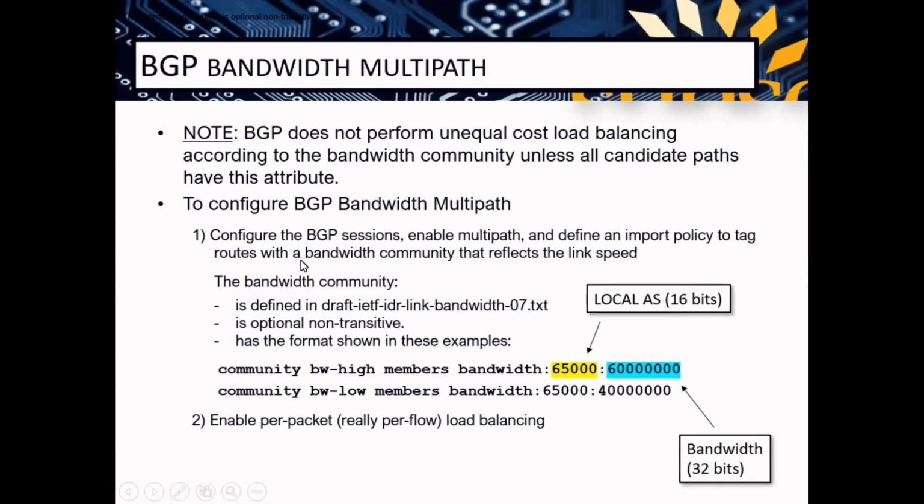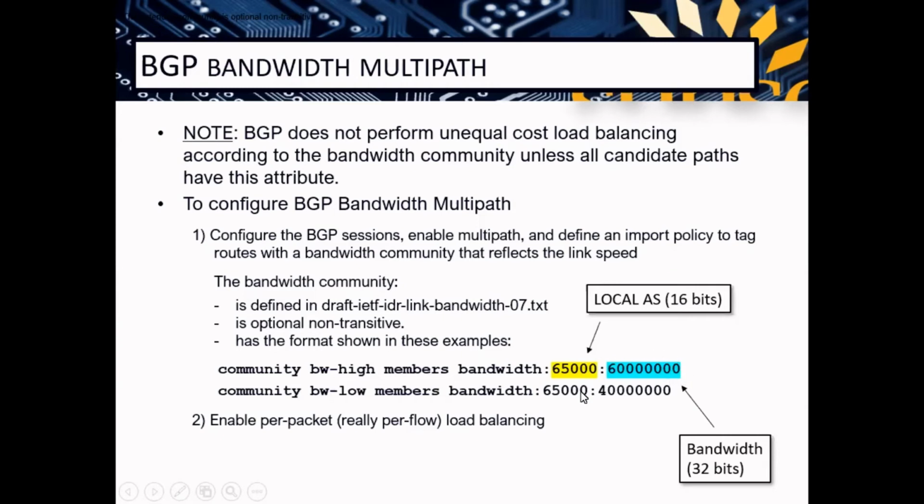So that community is defined by this document, this draft document. It's an optional non-transitive attribute. And here's the format of that. It's bandwidth, colon, the autonomous system number, the local autonomous system number, and here is the bandwidth of the interface.